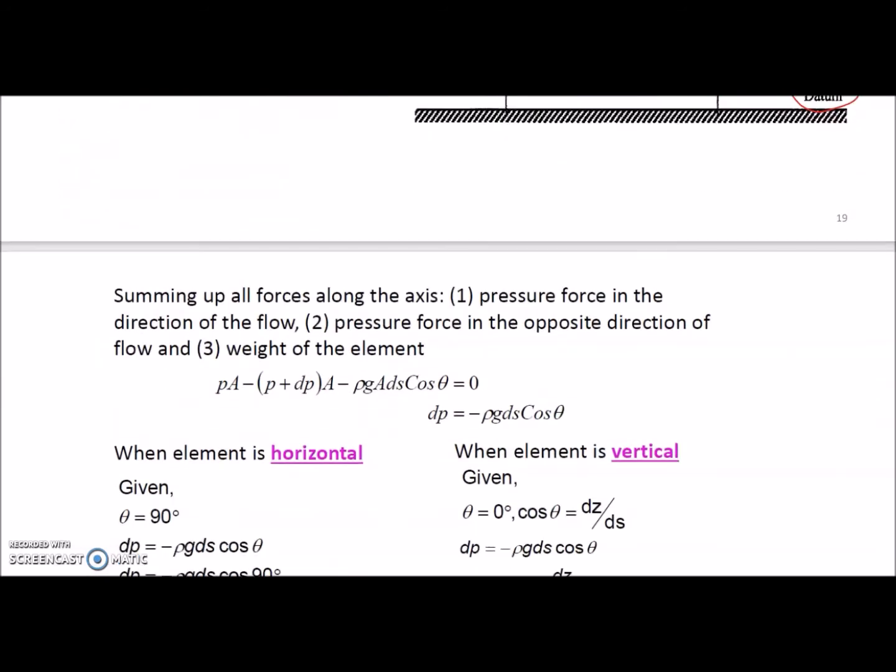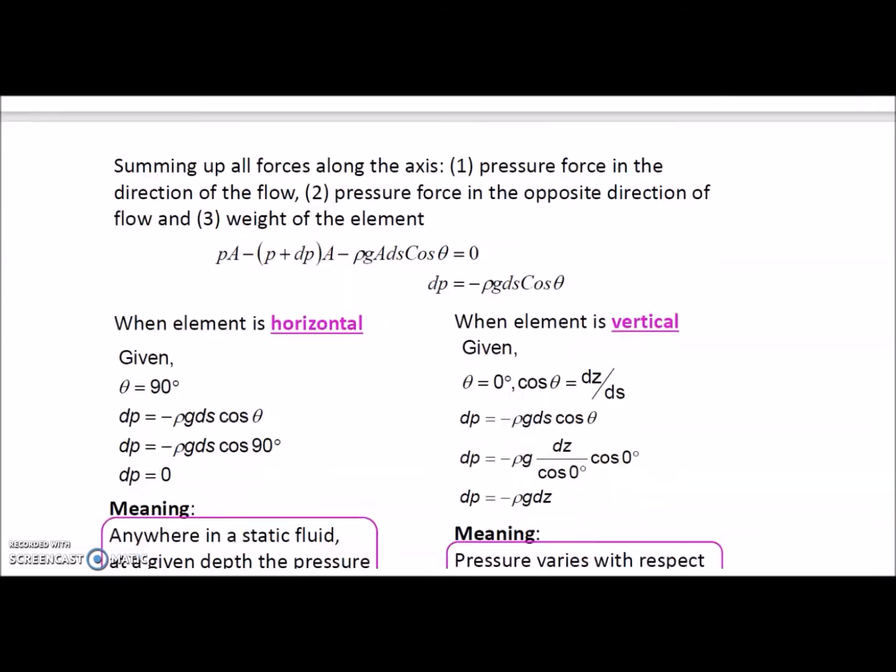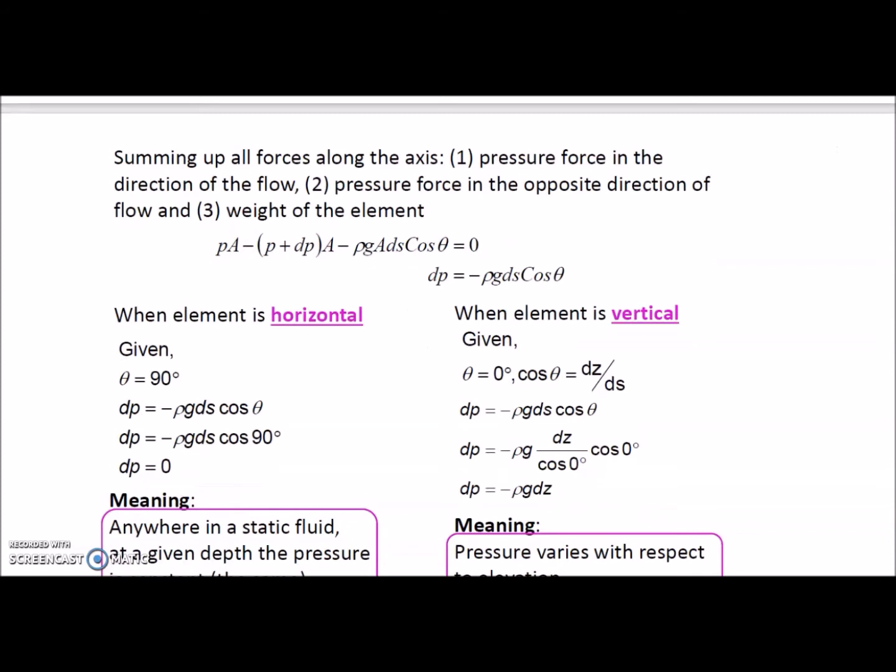Then we need to sum up all forces along the axis to determine the change of pressure. The first is the pressure force in the direction of the flow. The force is pressure times area, so we have PA. At N there is the opposite direction, so we use negative, pressure plus the change of pressure times the area at N. Then we subtract the weight.